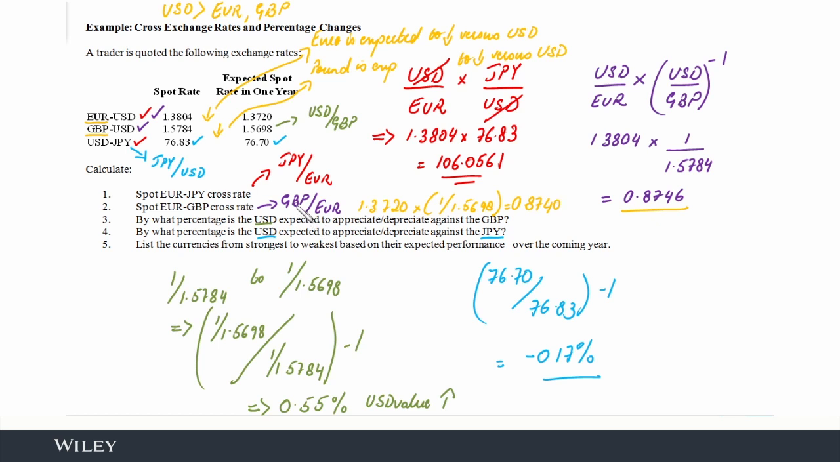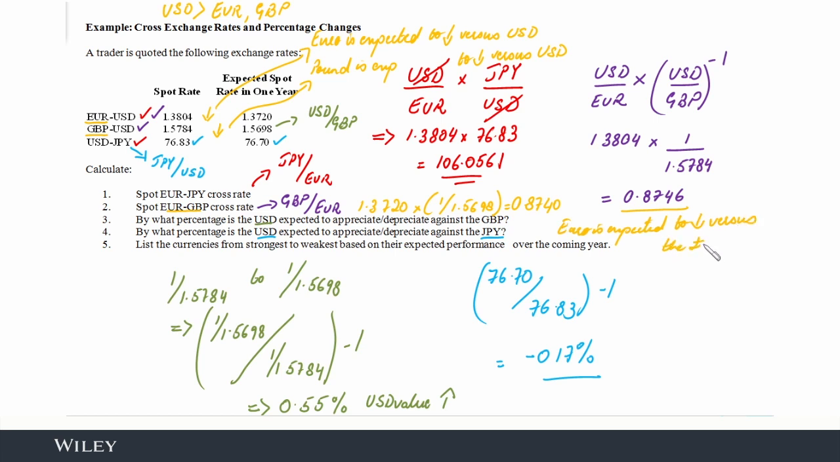So pounds per euro, or the euro pound cross rate, is expected to decline from 0.8746 to 0.8740. So the currency that is the base currency is expected to decline in value. The base currency in the euro pound exchange rate or cross rate is the euro. So we know that the euro is expected to fall versus the pound.